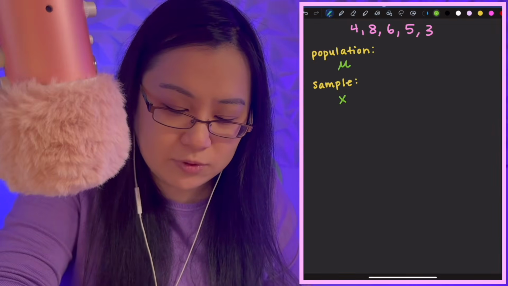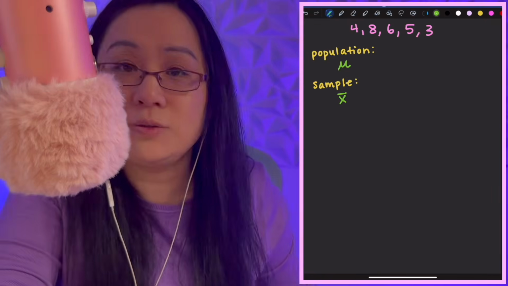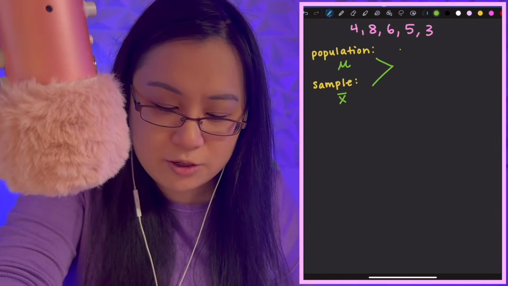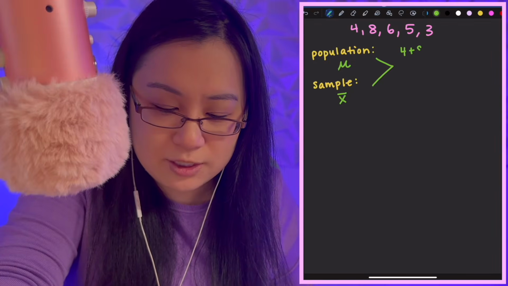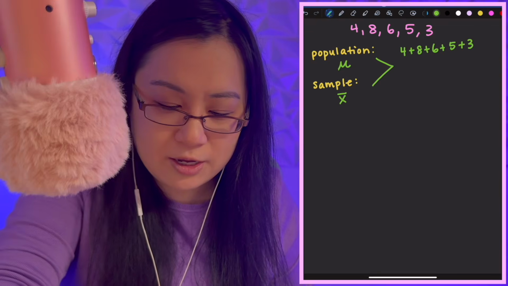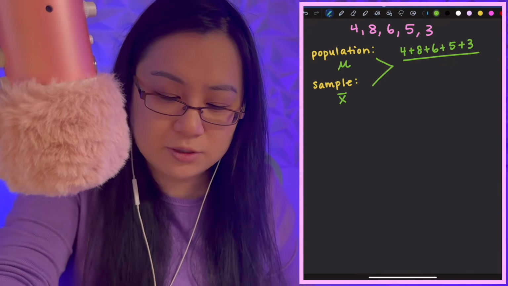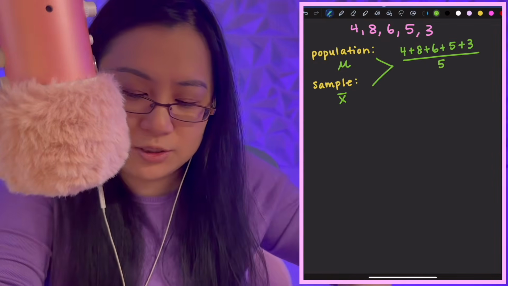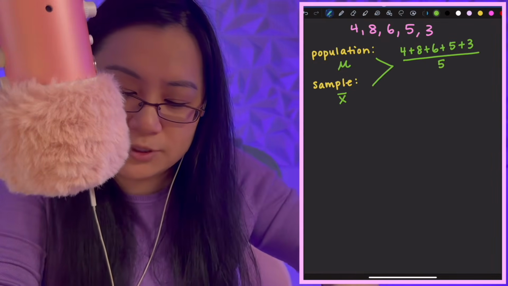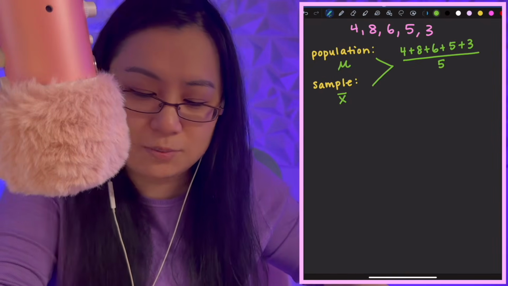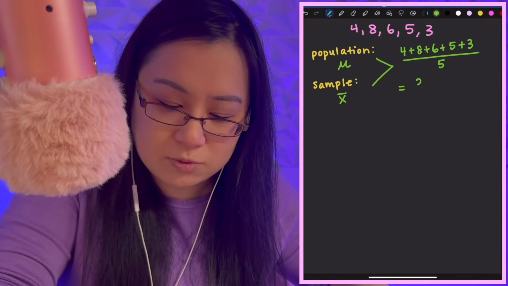If it is for a sample, then we will use x bar. But either way, the calculation will be the same here. We do 4 plus 8 plus 6 plus 5 plus 3 divided by the number of numbers, right? So 1, 2, 3, 4, 5. So that would be 4 plus 8 is 12, 12 plus 6 is 18, 18 plus 5 is 23, 23 plus 3 is 26.